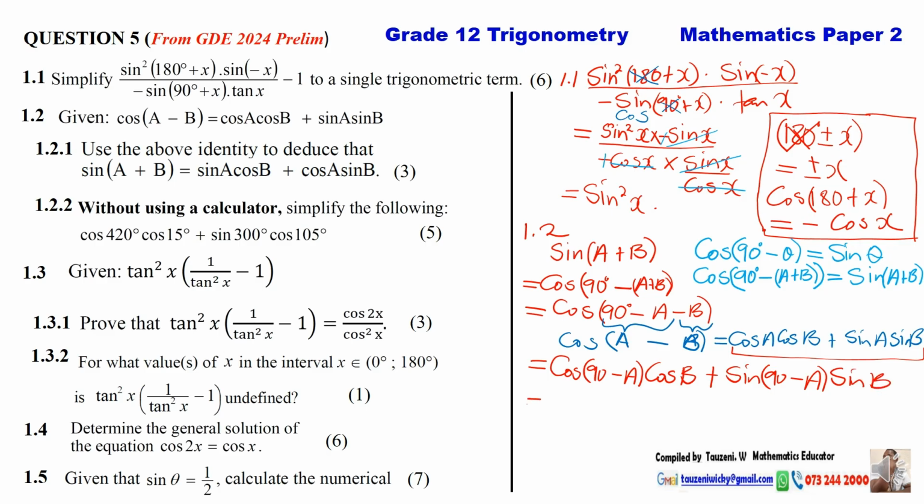The cos of 90 minus a is equal to sine a. So this is sine a multiplied by cos b plus the cos of a multiplied by the sine of b. This is our answer. The sine of a plus b is equal to sine a cos b plus cos a sine b. So what we did here is to simply apply co-functions. In that way, we have answered number 1.2.1.